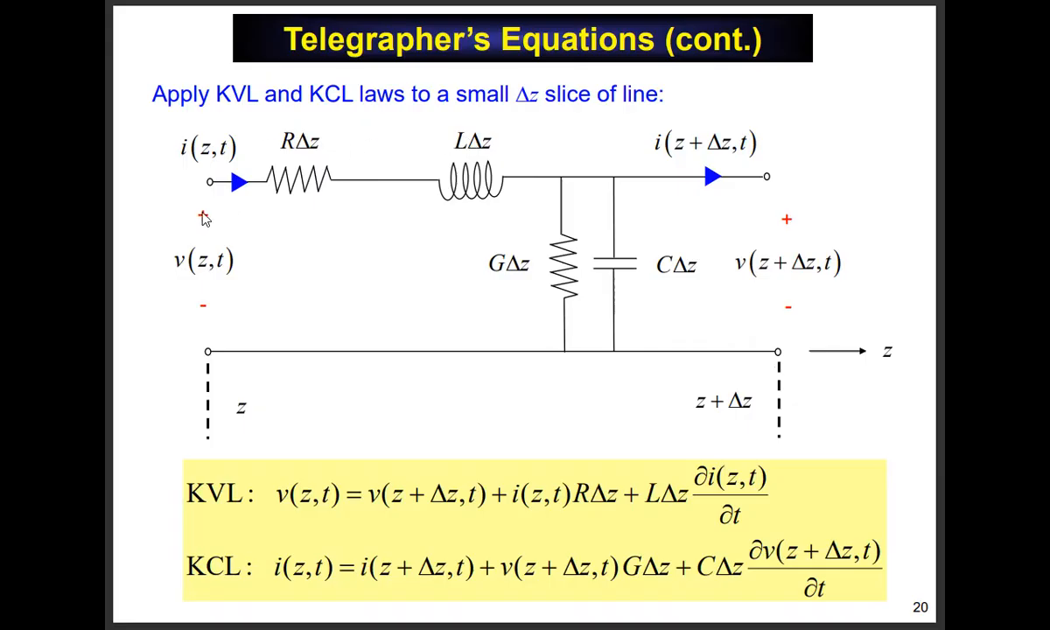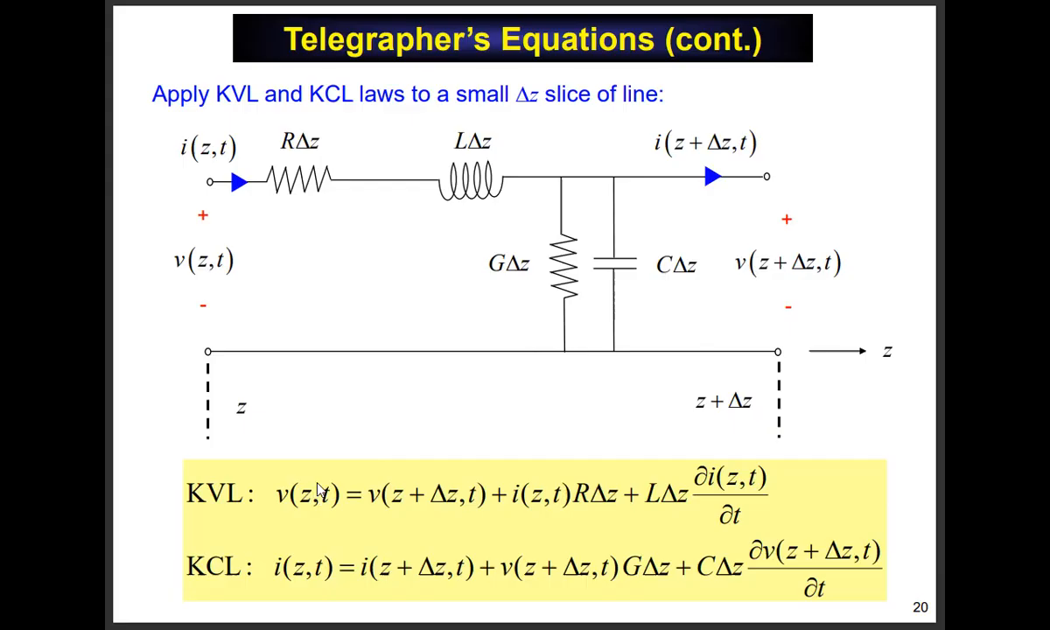So remember the labeling, plus minus for voltage, and the reference direction is on the top wire of the schematic. It's left to right. So notice this is called voltage v of z,t, because everything's a function of distance and time, right? Here it's called voltage at z plus delta z, t. Same thing for current, i of z,t, and i of z plus delta z,t.